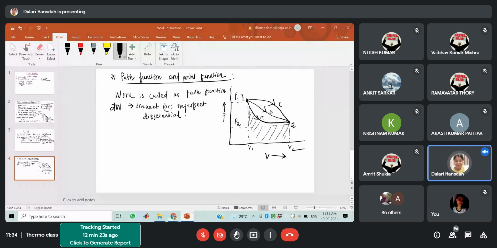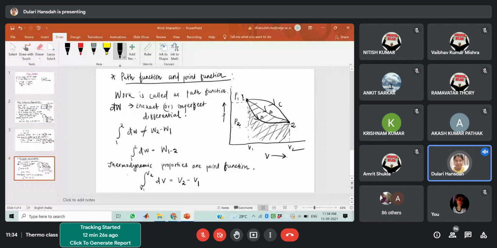Another thing you have to remember is the cyclic integral.